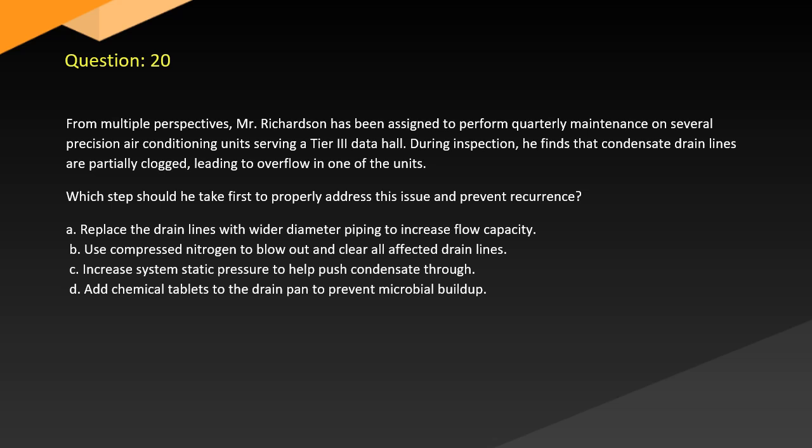A. Replace the drain lines with wider diameter piping to increase flow capacity. B. Use compressed nitrogen to blow out and clear all affected drain lines. C. Increase system static pressure to help push condensate through. D. Add chemical tablets to the drain pan to prevent microbial buildup.